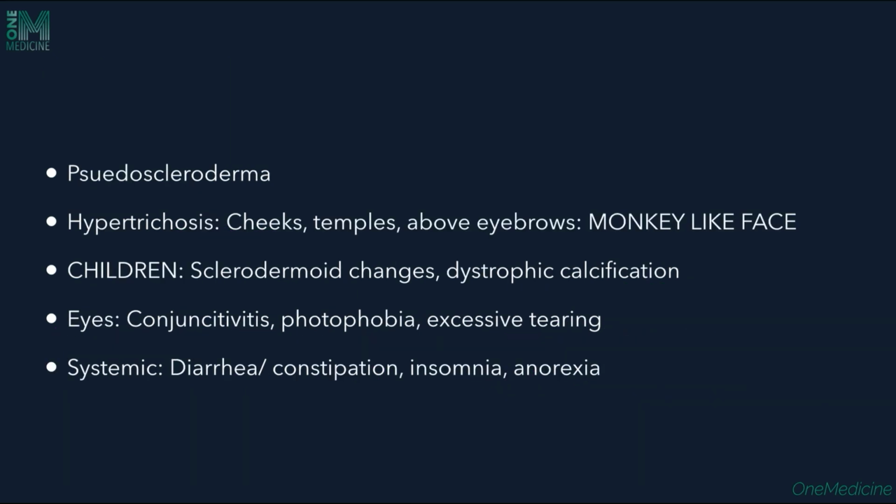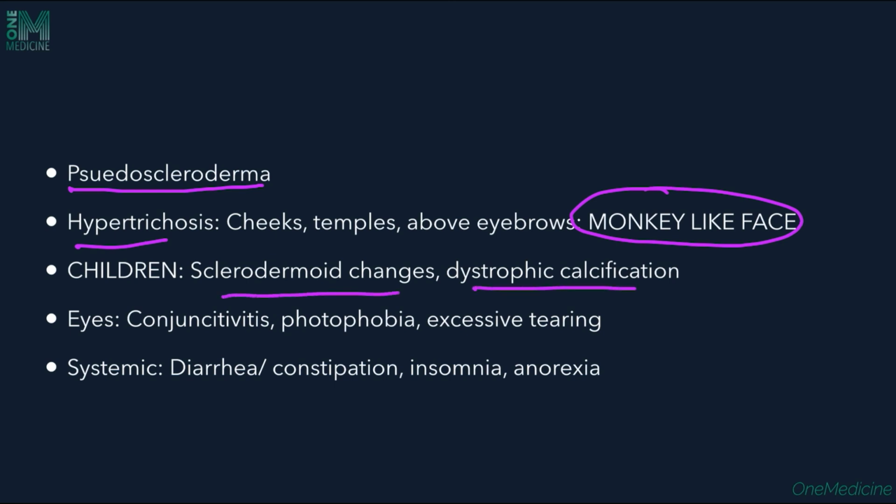Also, pseudoscleroderma-like changes can be seen. Hypertrichosis of the cheeks and temples can be seen, and on the eyebrows also. So monkey-like faces are seen here. Werewolf appearance is seen in congenital erythropoietic porphyria. Monkey-like faces are seen in PCT. Children will have sclerodermal changes and dystrophic calcification.